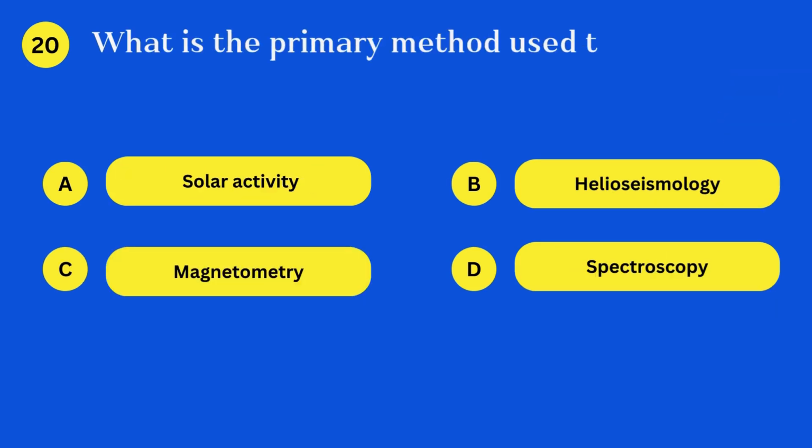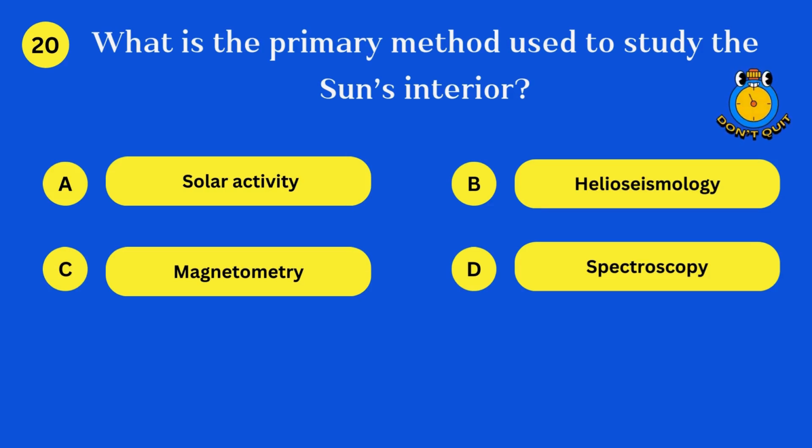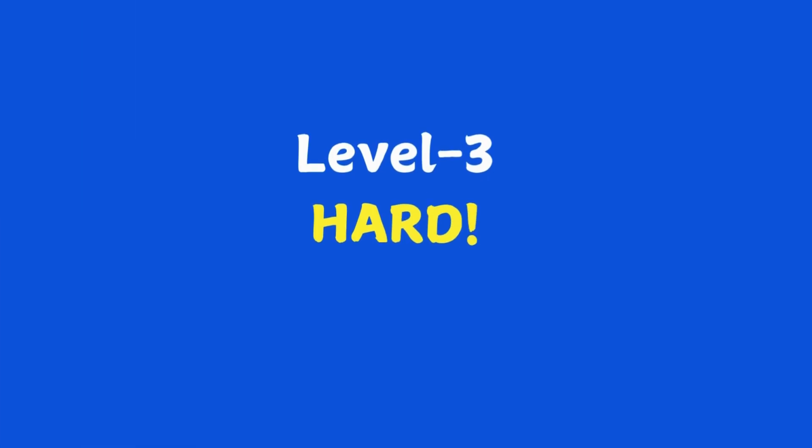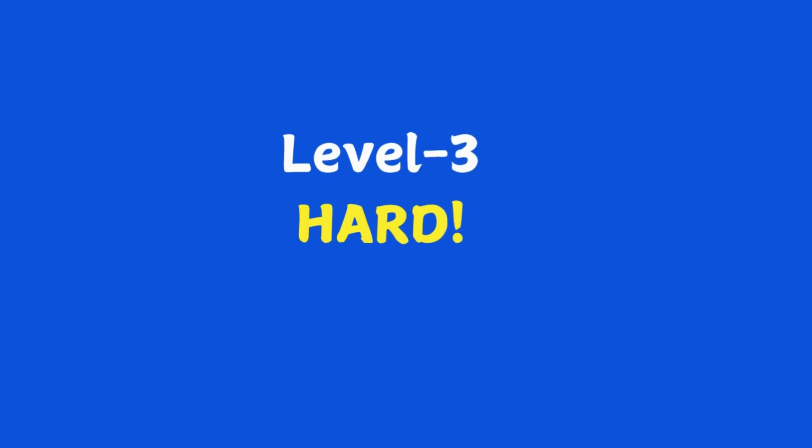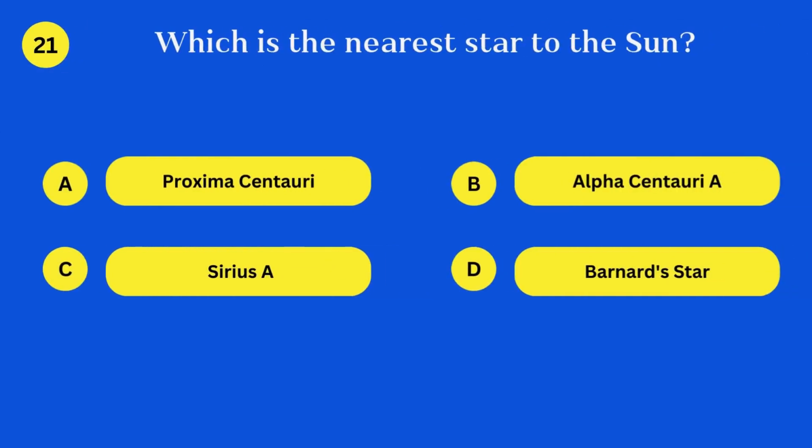What is the primary method used to study the sun's interior? A. Solar activity. B. Helioseismology. C. Magnetometry. D. Spectroscopy. Answer is B. Helioseismology. Level 3. Hard. Which is the nearest star to the sun?